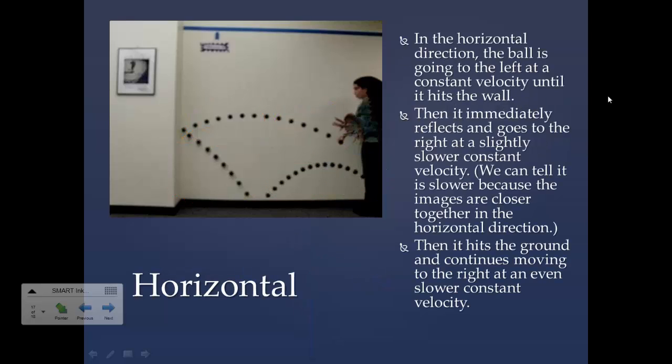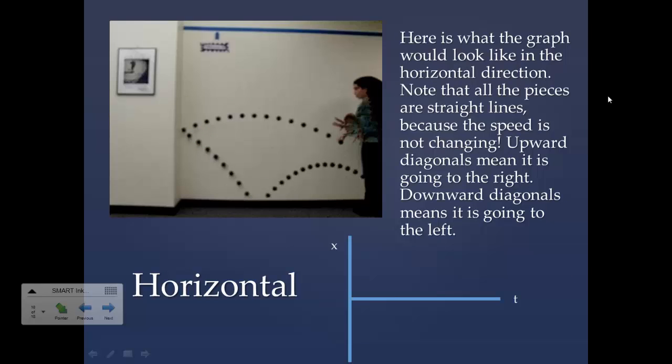In the horizontal direction, the ball is going to the left at a constant velocity until it hits the wall. Then it immediately reflects and goes to the right at a slightly slower constant velocity. We can tell it's slower because the images are closer together in the horizontal direction. Then it hits the ground and continues moving to the right at an even slower constant velocity.